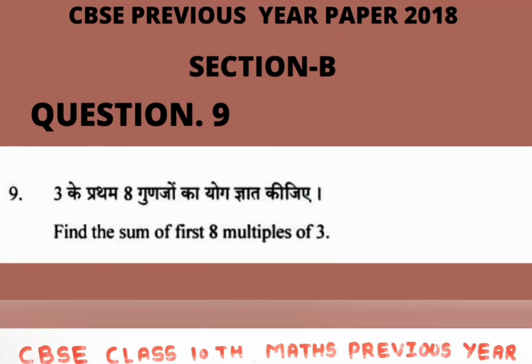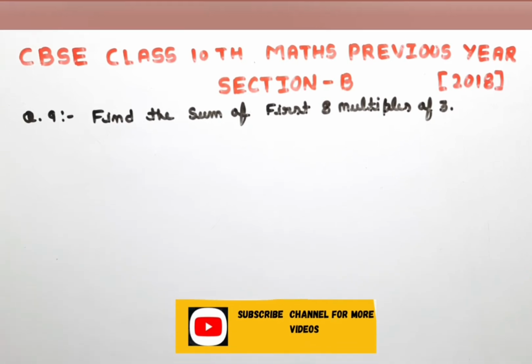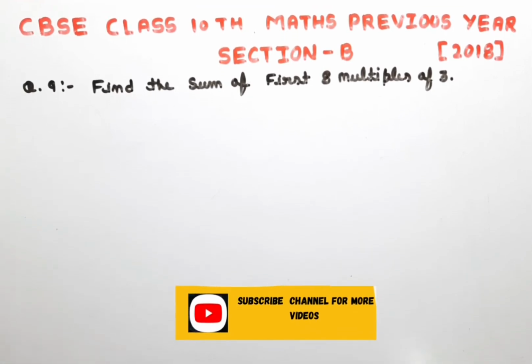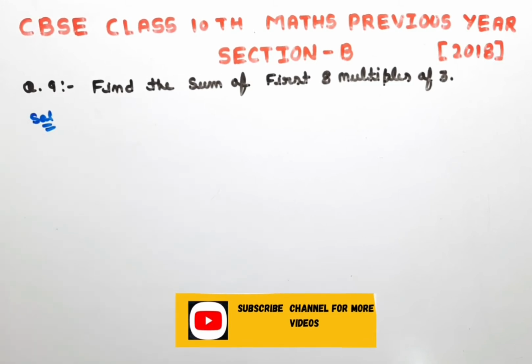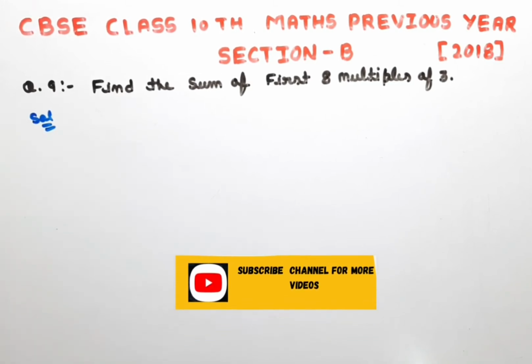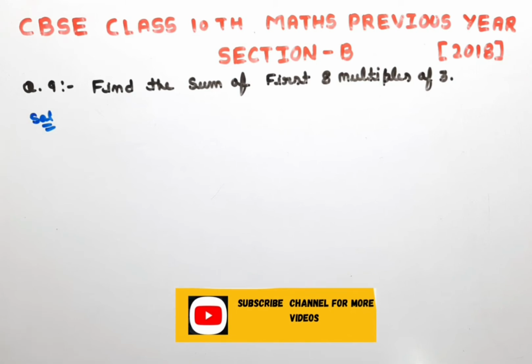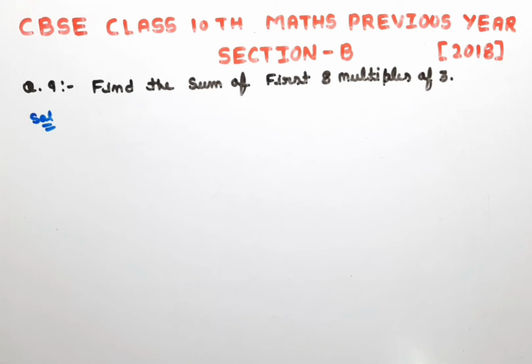Question number 9. Find the sum of first 8 multiples of 3. In this problem, we have to find the sum of the first 8 multiples of 3. This is a problem based on AP. So firstly, we will find the terms of AP. So the terms of AP will be the first 8 multiples.